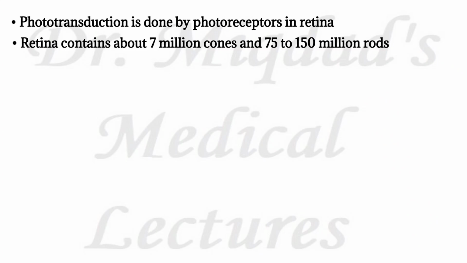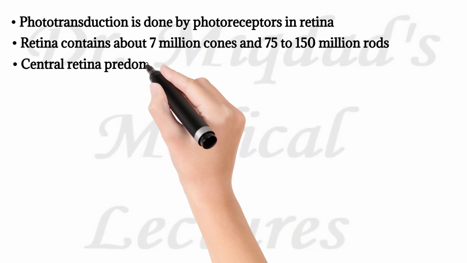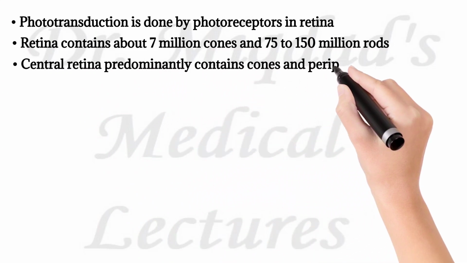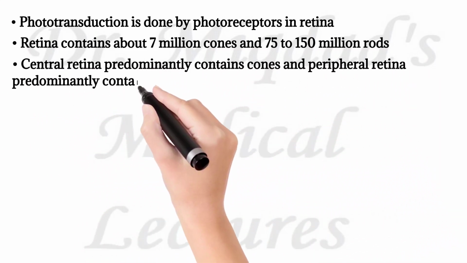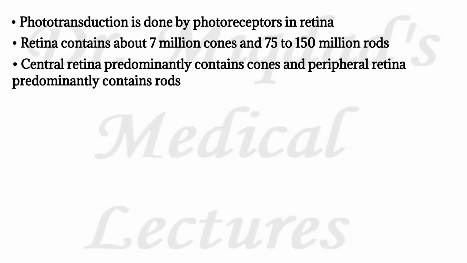These rods and cones follow a particular distribution pattern. The central retina predominantly contains cones, and the concentration decreases as one approaches the peripheral part of the retina. Similarly, the peripheral retina predominantly contains rods, and their concentration decreases as one approaches the center, and there are no rods in the foveola.